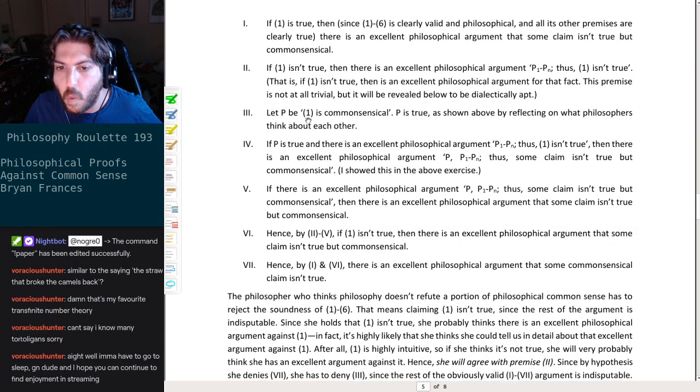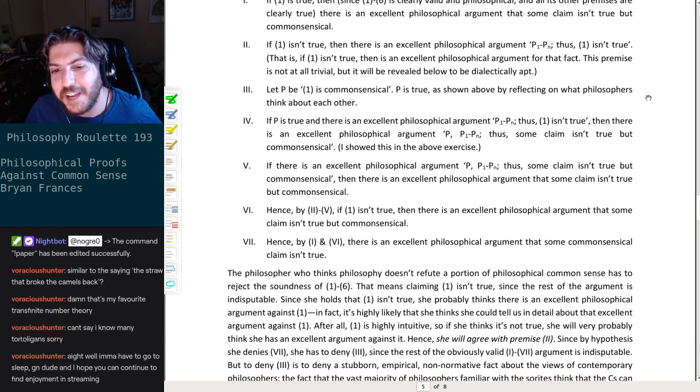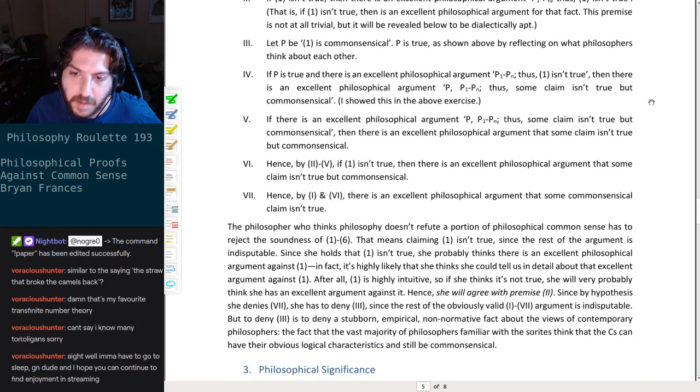Let P be "1 is commonsensical." So this is premise 0. P is true, as shown above by reflecting on what philosophers think about each other. What do philosophers think about each other? That's a very good question. If P is true and there is an excellent philosophical argument, premise 1 to premise n, thus 1 isn't true, then there's an excellent philosophical argument, premise 0, that 1 is commonsensical, premise 1 to premise n, thus some claim isn't true but commonsensical.